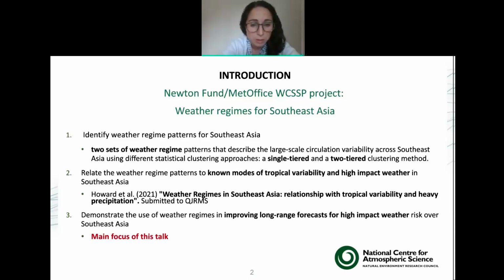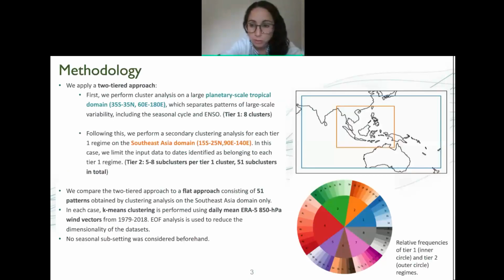Finally, the last bit, that's the one that I was mostly involved with, is to demonstrate the use of these regimes for improving long-range forecast over the region. So that's what I'm going to focus most of this talk on. Despite that, I'm just going to briefly describe the methods that we used and some of the initial results. So as I mentioned before, the idea was to capture both the large scale and the synoptic scale variability over the region.